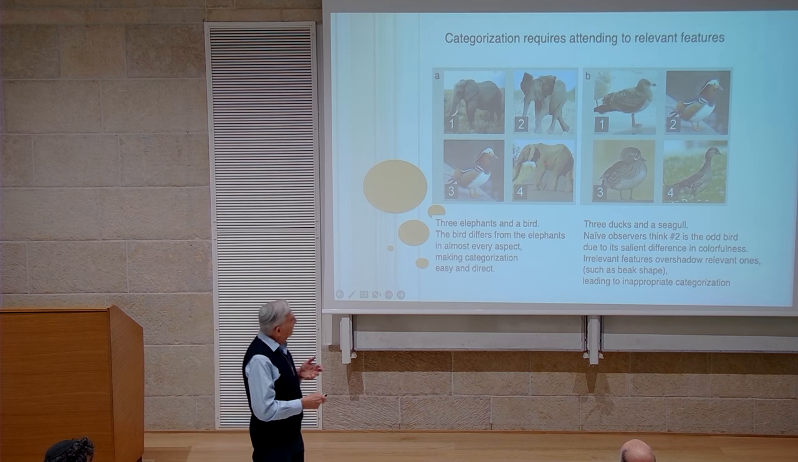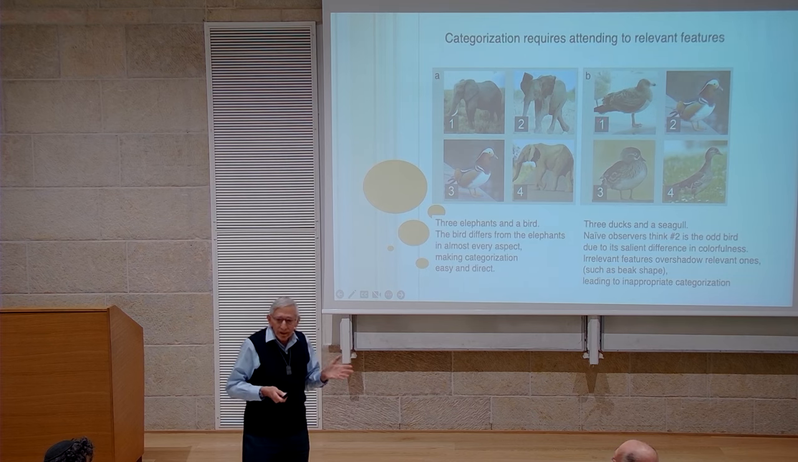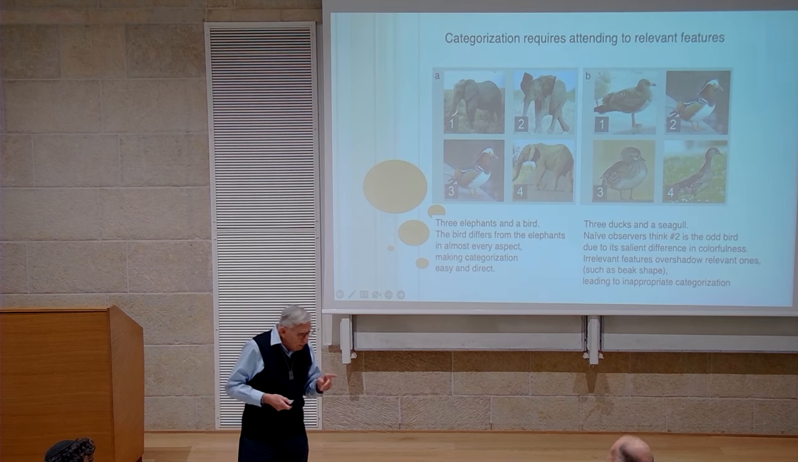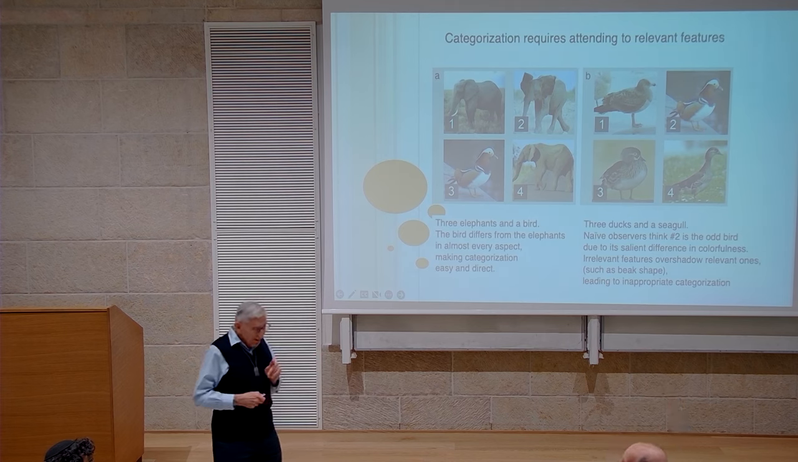But in these four, it's more difficult to know which one is the outlier. It's actually this one, which is a seagull, while the others are ducks, but only more expert people would know that. Okay. But that's exactly according to language. If you were to look, you'd say, the colorful one is number two, right? So I would think. That's right.